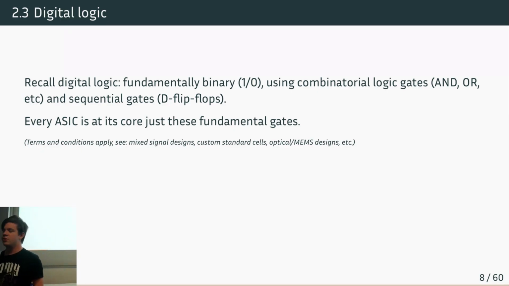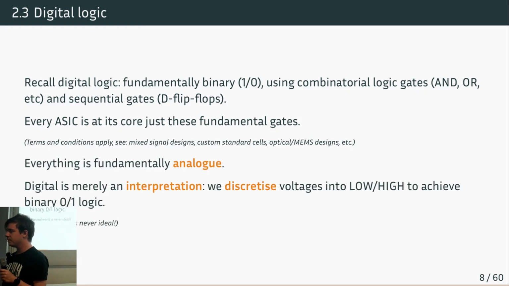And when we construct digital logic, we use combinatorial logic gates like AND, OR, etc., and also sequential gates like D flip-flops. At its core, every ASIC is fundamentally just these gates. There are some terms and conditions, but for the context of this presentation, we'll say that.